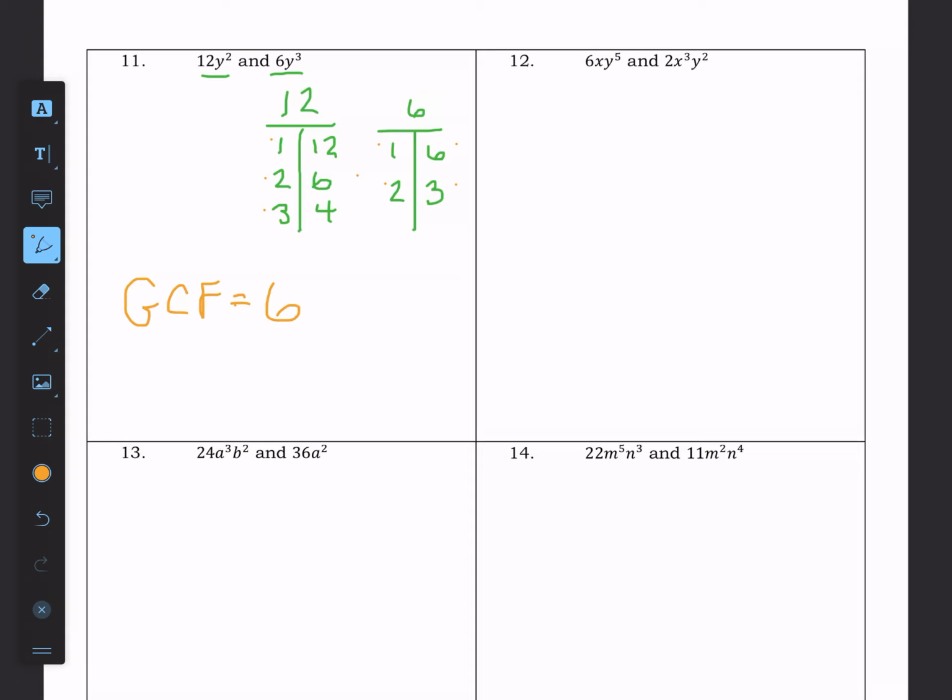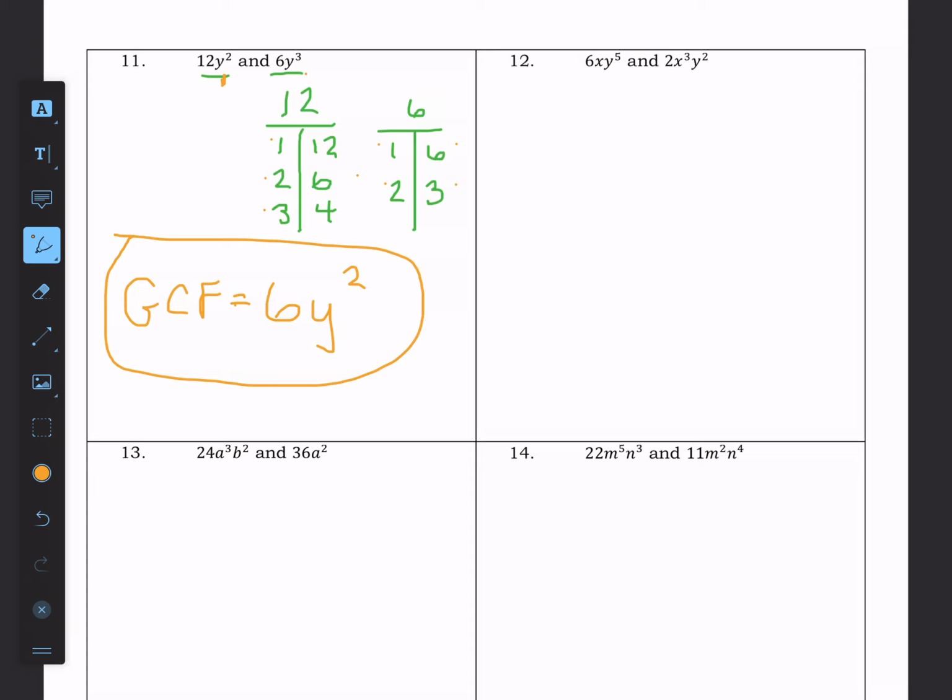And now, so that's the numbers. We dealt with the numbers. Now we're going to focus on the variables, the y squared and the y cubed. So we look at the lower exponent. So the lower exponent is y squared. And you just tack the two together. There you go. There's your GCF. Just deal with the numbers first and then deal with the variables.